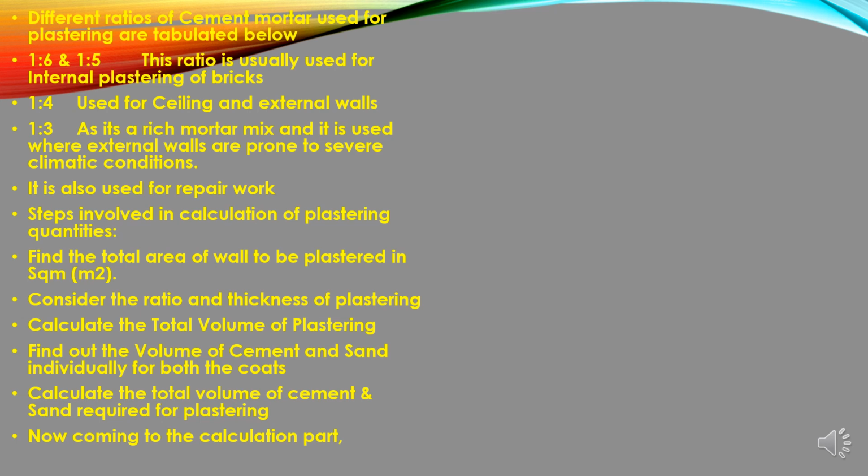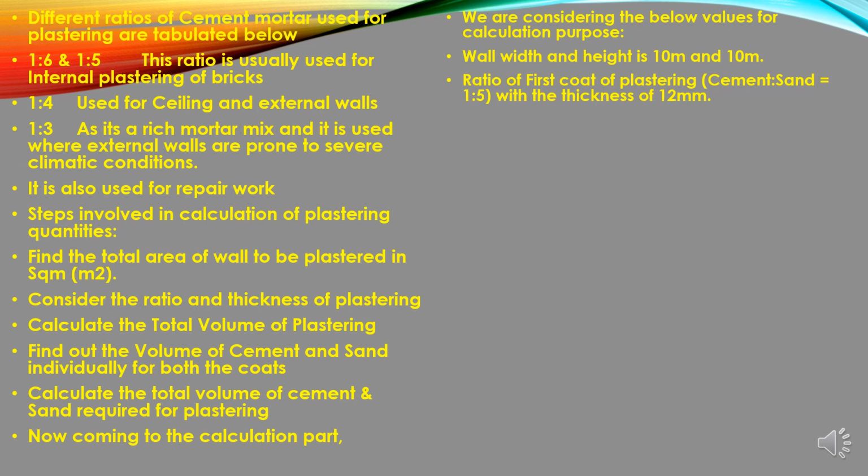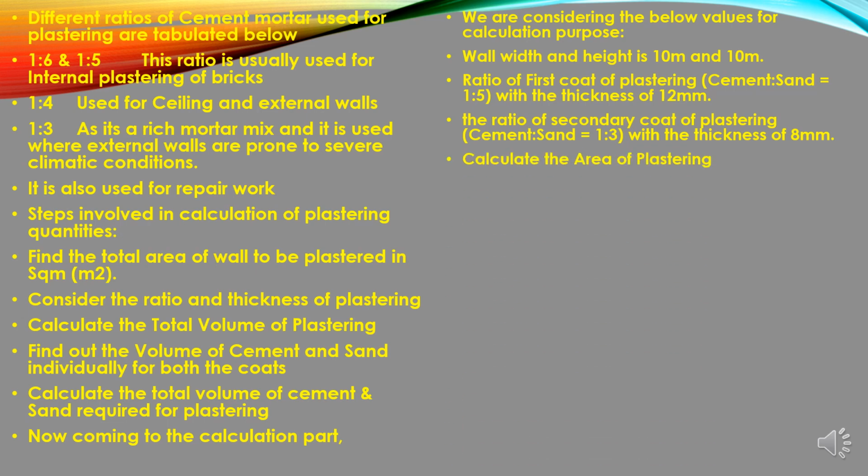Now coming to the calculation part. We are considering the below values for calculation purposes. Wall size is 10 meter by 10 meter. Ratio of first coat plastering is 1:5 with a thickness of 12 mm. The ratio of second coat plastering is 1:3 with a thickness of 8 mm. Calculate the area of the wall, that is 100 square meter.